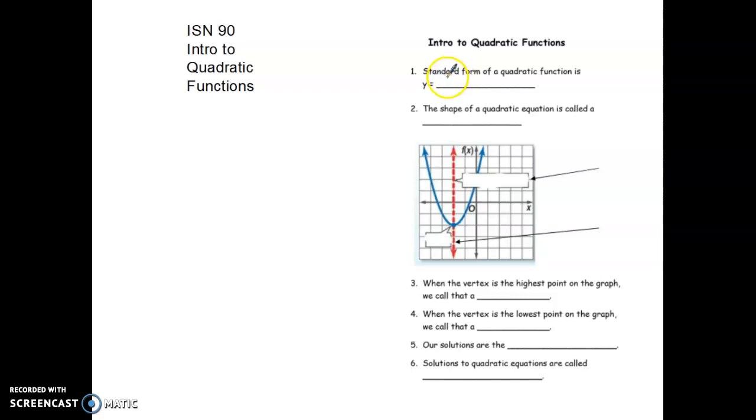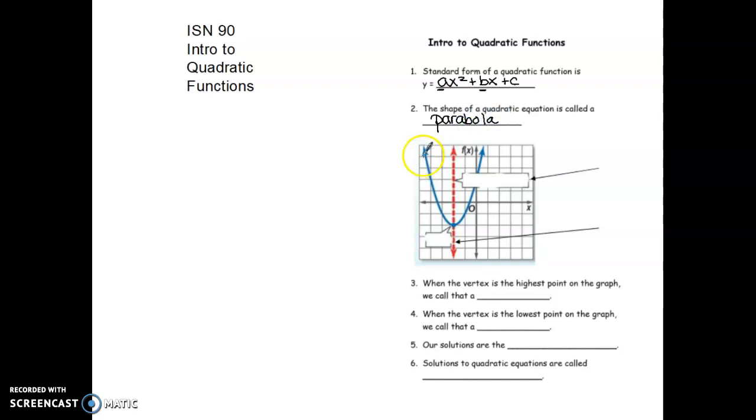It has an x squared. The highest degree is x squared. In standard form, it is written ax squared plus bx plus c. These are the numerical coefficients in front of the x squared and x term. This is called the constant. The shape of this type of equation is called a parabola. Looks like a little happy U.